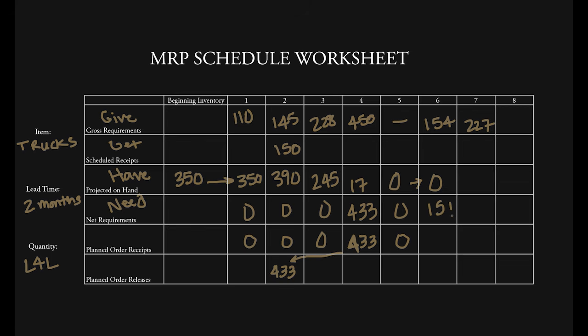We need 154 more trucks, so we're going to place an order to get 154 more trucks, which again, our lead time is 2 months. So we're going to bring this back to right here. And in month 7, we are hoping to sell 227. We currently have 0 on hand, which means we need to order 227. And again, move it back 2 months to place that order.